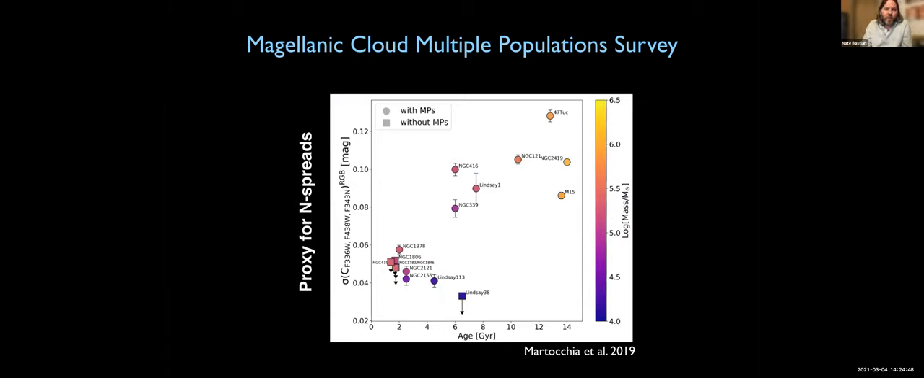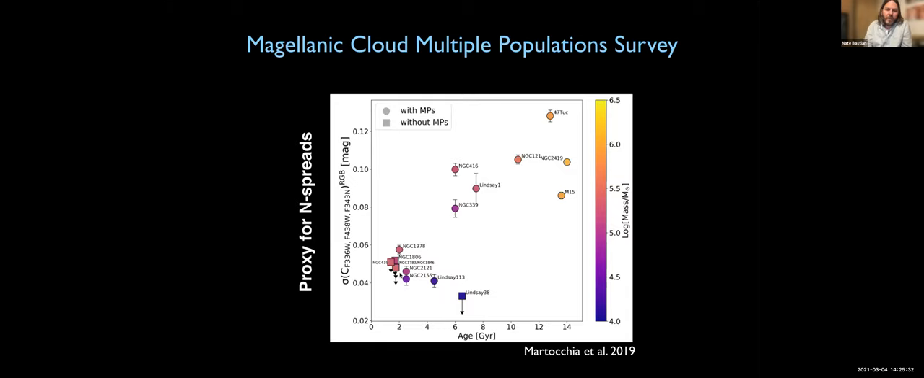So if we look at all the clusters that have been studied in the Magellanic Clouds, we can end up with a diagram like this. Age is on the x-axis. On the y-axis, again, it's the width of the RGB in some filter combination. That's going to be a proxy for nitrogen spreads. And what we can see here is that there seems to be a dependence on age, but with the caveat that the clusters up here also tend to be more massive. And because they're more massive, we know there's a dependence on mass in the multiple populations. So we can't be sure without getting more data points if this is mass driven. But just say that these clusters and these clusters seem to have very similar masses. And we do not find multiple populations in any cluster younger than 2 gigayears.